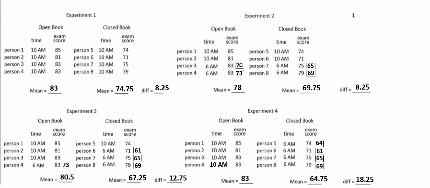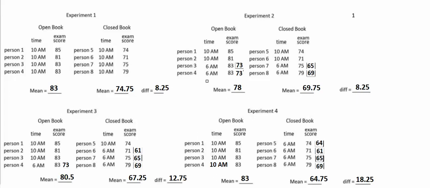Actually, I pasted the data set over here, and then I subtracted 10 from each 6 a.m. score to account for tiredness early in the morning. Then I recalculated the means, and I subtracted the first mean by the second mean, and I got a difference. What ended up happening is the two means both dropped by the same amount, and the difference stayed the same as when everyone was tested at 10 a.m.